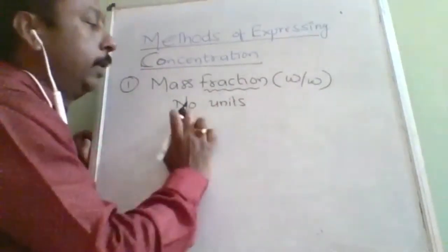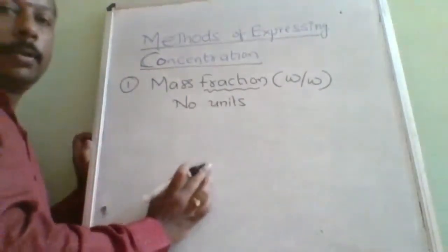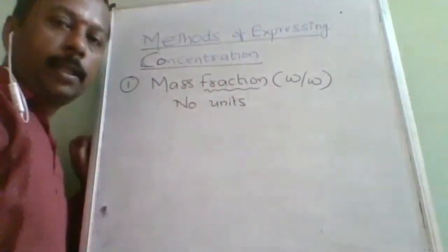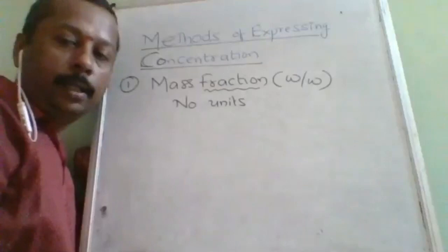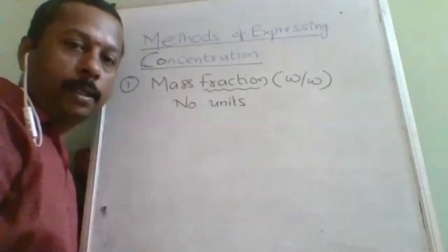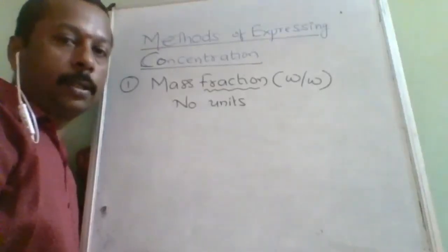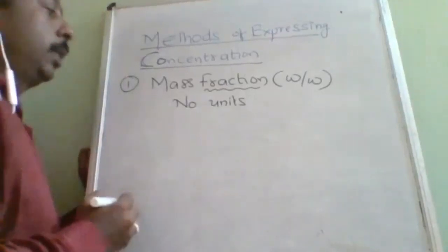Okay, and what is the unit? No units, because fraction means there are two quantities divided and they both have the same units, therefore they will get cancelled with each other, resulting in no units. Is it understood? Now coming to the mass fraction.